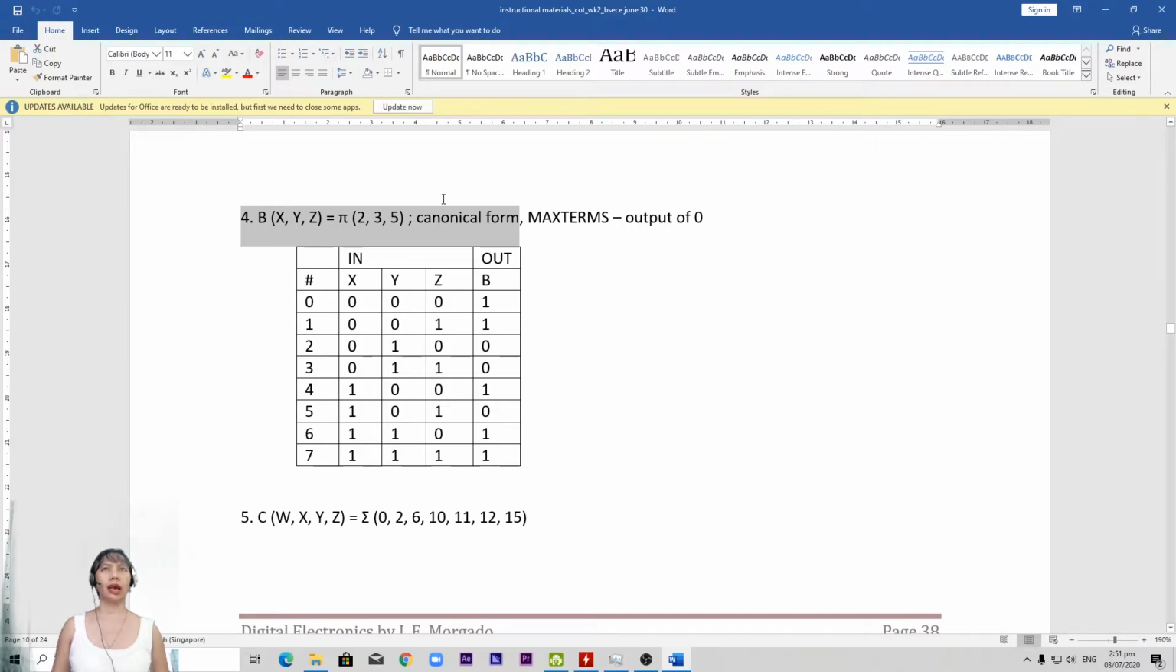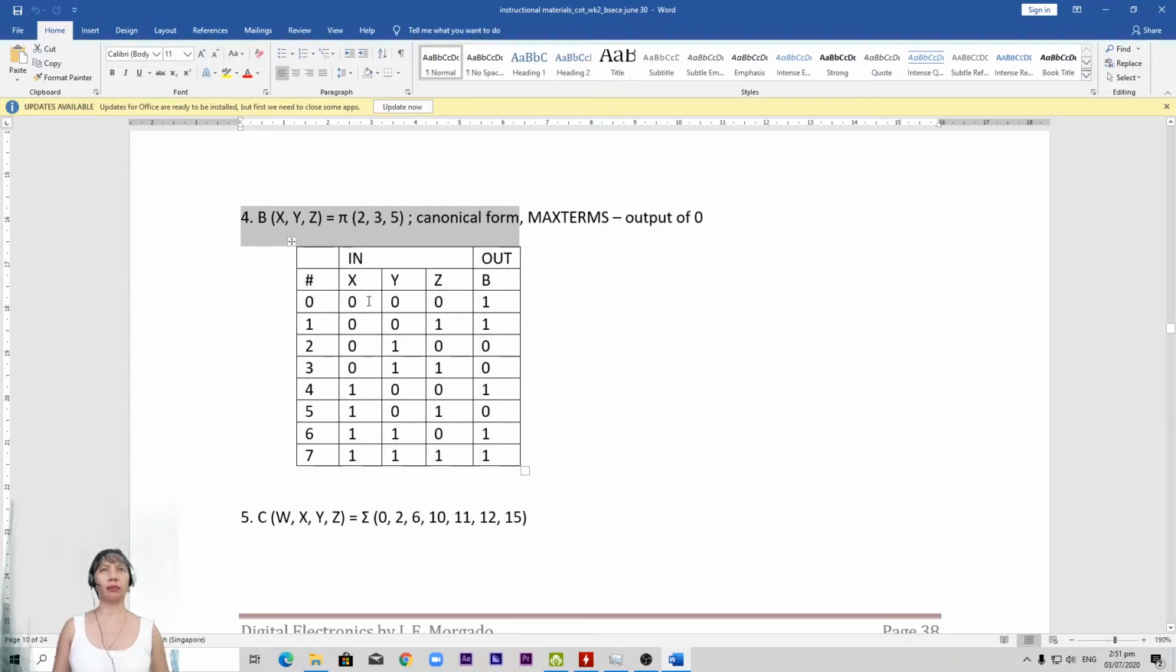So it's actually easier to generate the truth table given the canonical form. Okay. So B of xyz, so that means we have 3 inputs. Again, 3 inputs, 2 to the n, 2 raised to n, where n is the number of inputs. So we have 3 inputs here, x, y, z. So 2 raised to 3 is equal to 8.